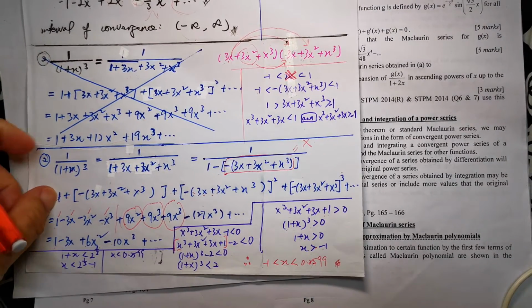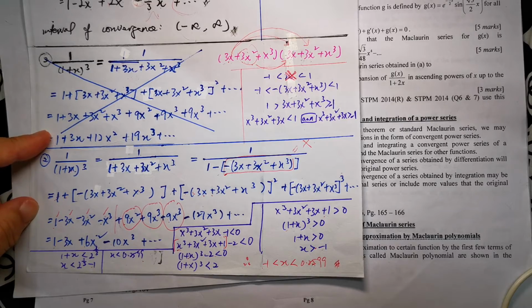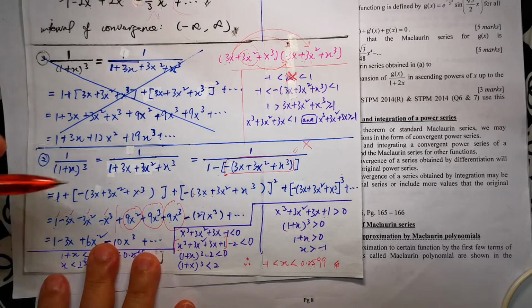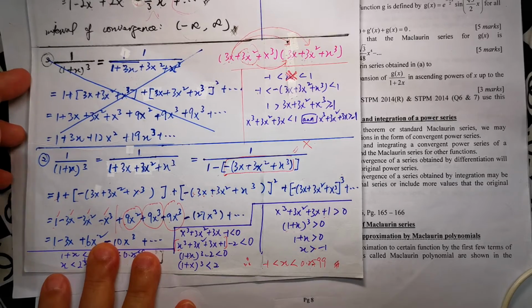Okay, so this is question 2, which is a little bit complicated. But if you really follow the steps and expand it slowly, actually it's not that difficult, just a lot of calculation only. All right, so this is the example for question 2.